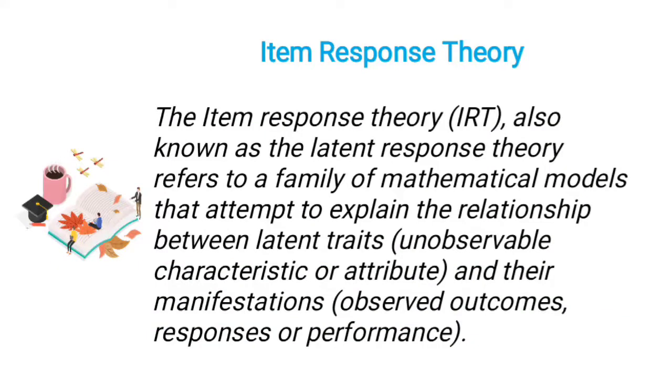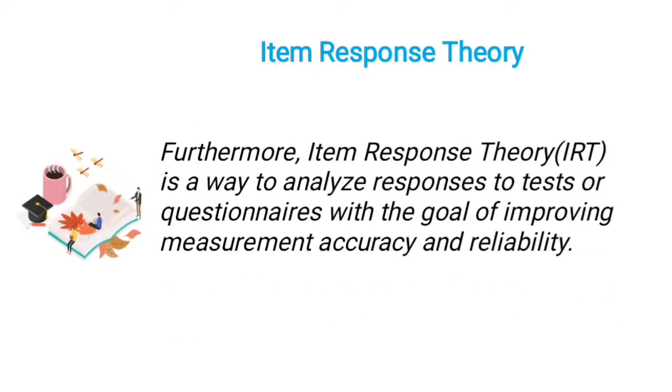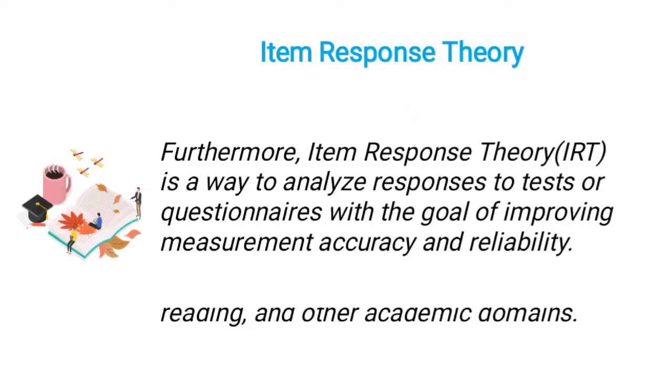Item response theory, also known as latent response theory, refers to a family of mathematical models that attempt to explain the relationship between latent traits, or the unobservable characteristic or attribute, and their manifestations, or the observed outcomes, responses, or performance. IRT is a measurement theory that maps data observed on participants to the latent trait assumed to be causing the observations. Data often comes from questionnaires but could come from anywhere, as long as we have substantive theory that links the two. Furthermore, item response theory is a way to analyze responses to tests or questionnaires with the goal of improving measurement accuracy and reliability.